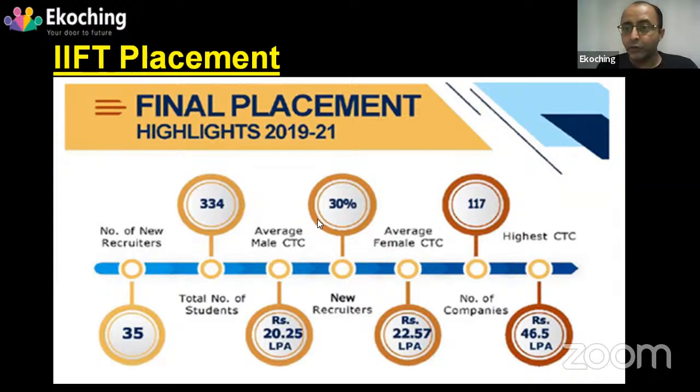Around 30% were new recruiters. So every year some new companies join the IIFT campus for the selection process. For a female candidate, you have 22 lakhs. So females are getting more advantage here, they're getting better placements than male candidates. Number of companies are around 117, and the highest CTC of 19-21 was 46.5 lakh, which is a domestic placement. If you look at the international placement, it was 75 lakhs.